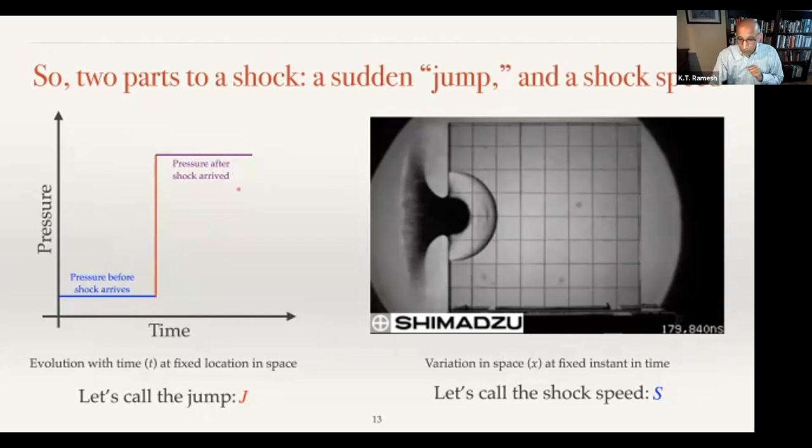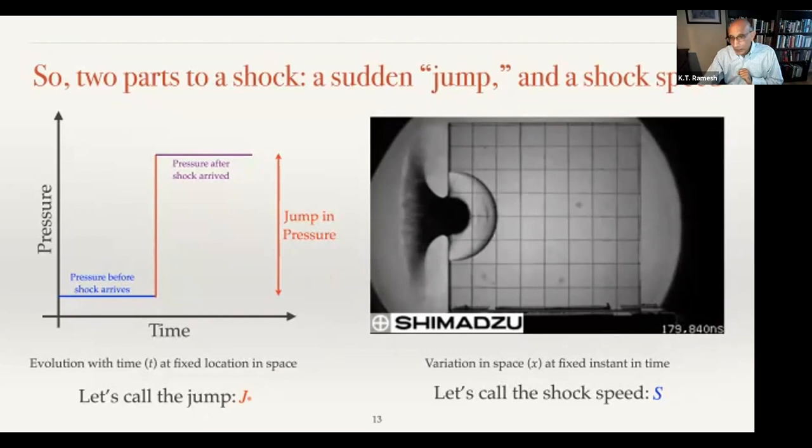There's a jump in a quantity that arrives. We're thinking of pressure right now, but later we might think about other things. We might think about, for instance, the jump in the population of a particular colony. The jump in the population of rabbits in Australia. So we can look at a variety of different things like that. Okay, let's call the jump J for the moment. We'll come back to J later.